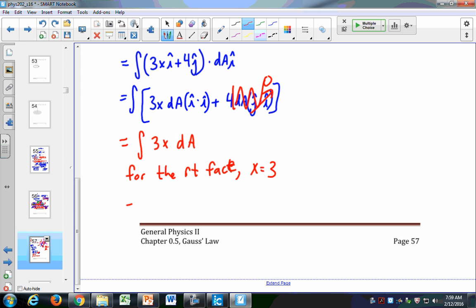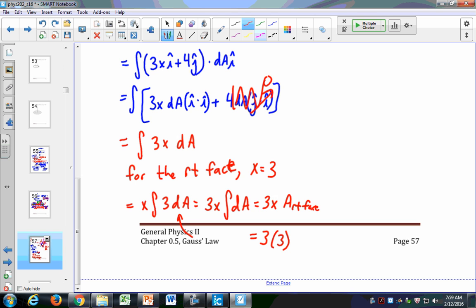x is equal to 3, and so I can take that out. This is actually going to be 3x times the integral of dA, which is going to be 3x times just the area of the right face. So that's going to be 3 times the area of that face. It's a 2 by 2 by 2 cube, so that's going to be 4 square meters. So that's 9 times 4, or 36.